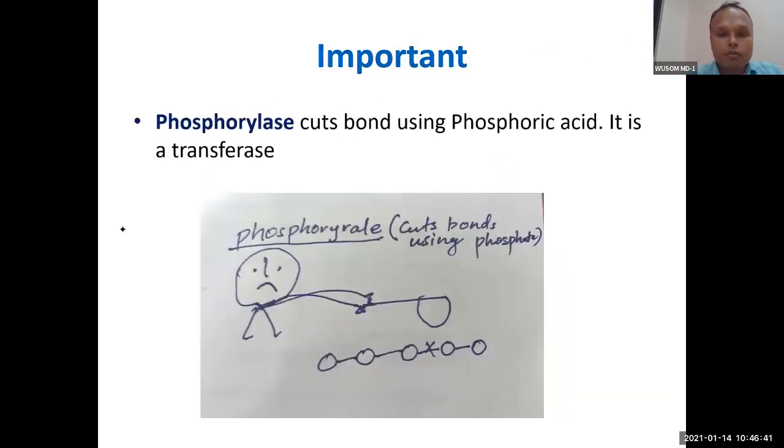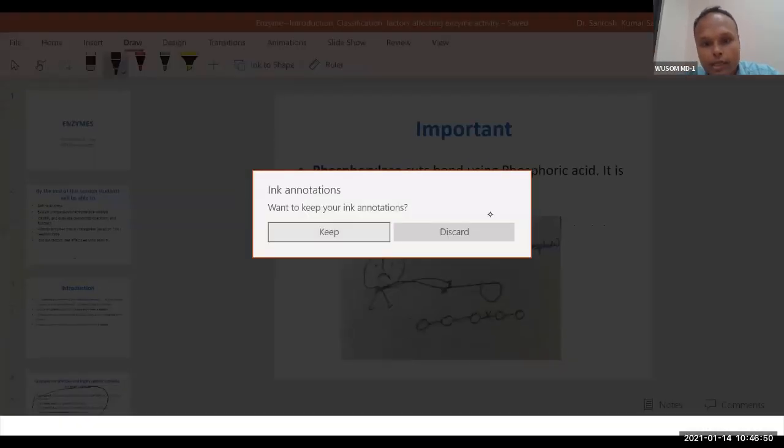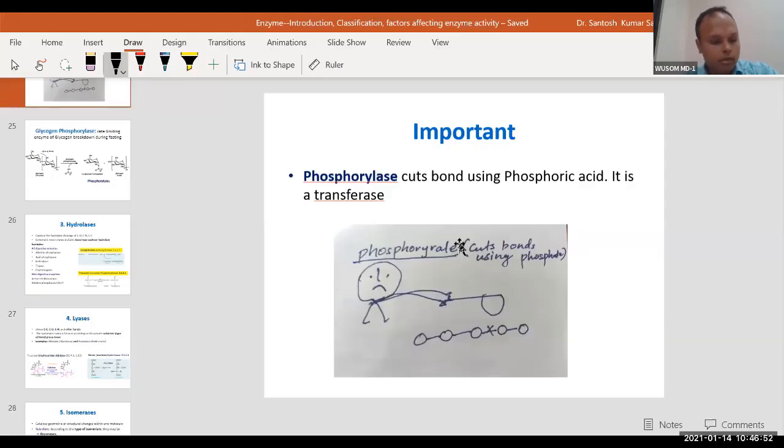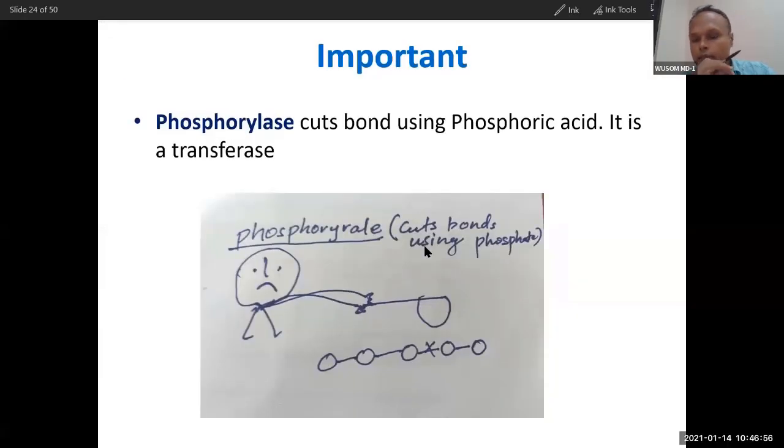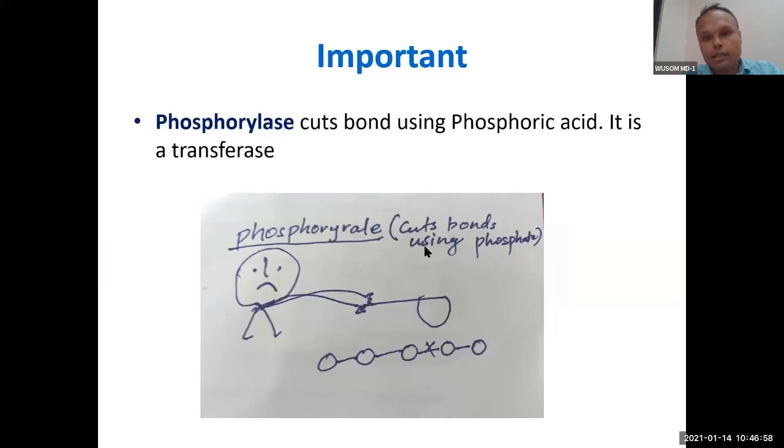Now, the second enzyme, which is very important. When are you in fasting condition? How many of you are in fasting condition? Okay, if you are not in fasting condition right now, sometimes you will be. In fasting condition, this enzyme is very active.